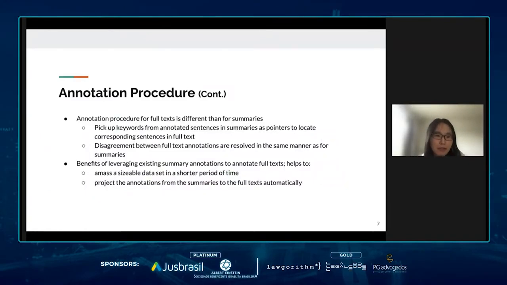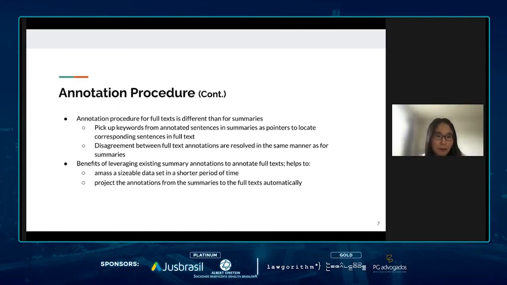We also ask our annotators to do annotation for the full text. Instead of asking them to read through the whole legal case decision, they would pick up keywords from the annotated summary sentences as pointers, and then use them to locate corresponding sentences in the full text. Then we resolve any differences between the full text annotations in the same manner as for the summaries.